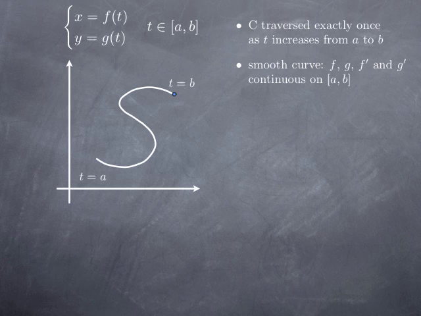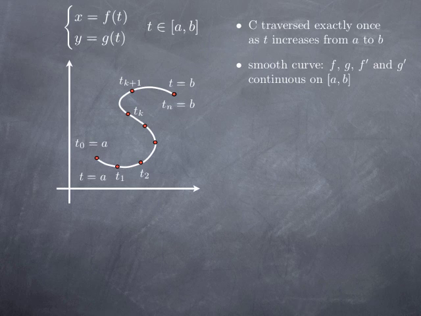That is, the functions f and g defining the coordinates x and y are continuous on the closed interval, differentiable on the open interval, and their derivatives are also continuous. So to calculate this length, we're going to use an approach that is very similar to what we have done in the case of the graph of a function, which is simply to approximate the length by something we know how to calculate, namely the length of a polygonal curve.